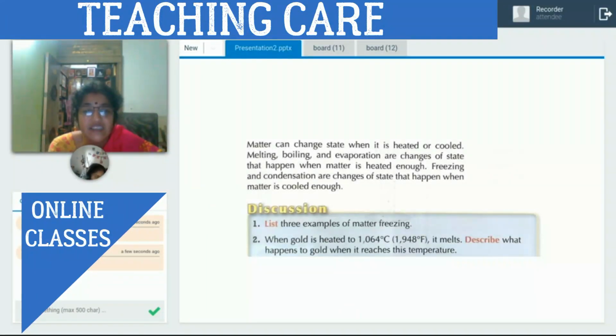Okay, now can you read the last page of this lesson? Matter can change state when it is heated or cooled. Melting, boiling, and evaporating are changes of matter that happen when matter is heated enough. Freezing and condensation are changes of state that can happen when matter is cooled.